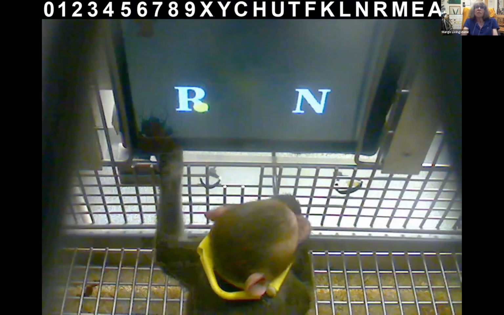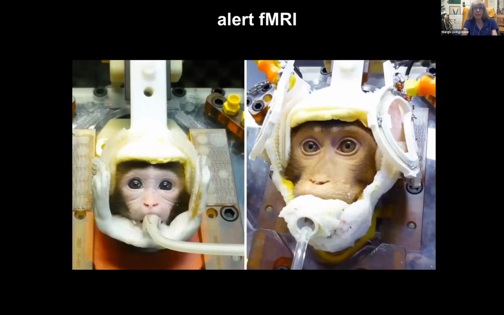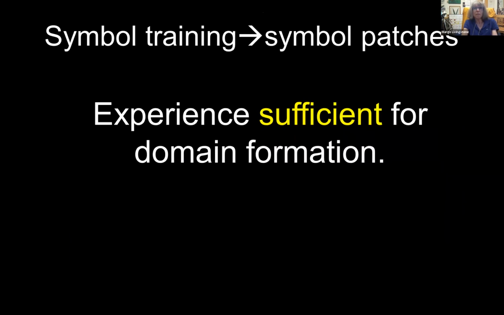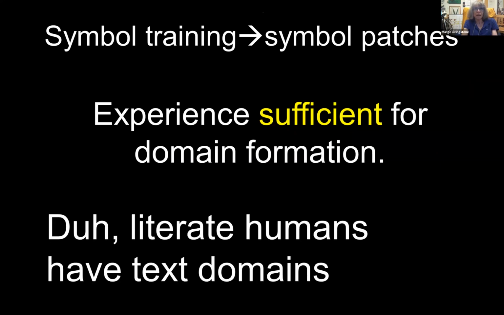To look at the role of experience in domain formation, we taught young monkeys to recognize and discriminate a set of human symbols. When we scanned them with fMRI, we found that they developed domains selectively responsive to the trained symbols. This means that experience is sufficient for domain formation. I guess we already knew that from the fact that humans have text domains.